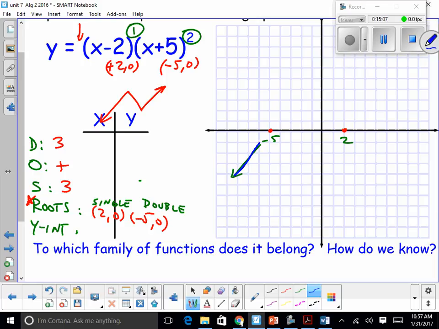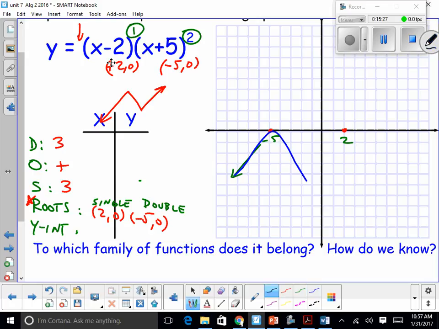One thing that we didn't do: we need to know where we're going to cross the y-axis. So we need a y-intercept. How do you get the y-intercept? You take this number here, this number here, and you raise it to the first power, so nothing happens.